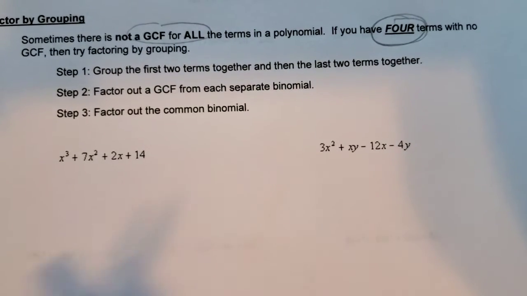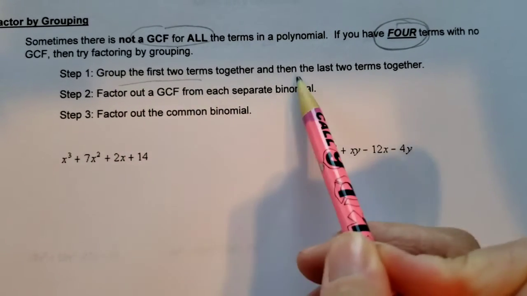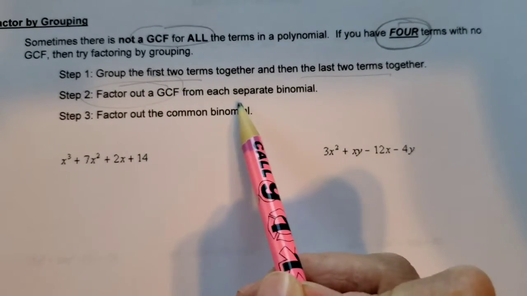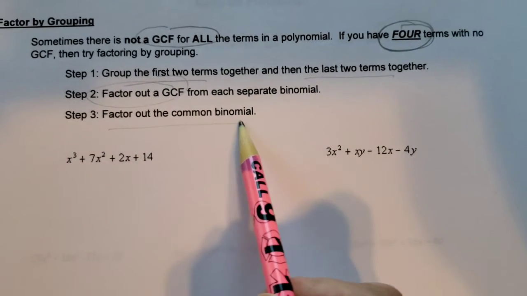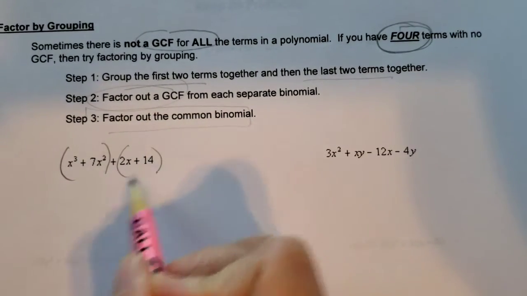Okay, it doesn't work on every single 4-term expression, but the way that this works is you'll group the first 2 together, then the last 2. Then you're still going to factor out a GCF from each of these binomials and then factor out the common binomial, okay? So pairing up the first 2 as well as the second 2.